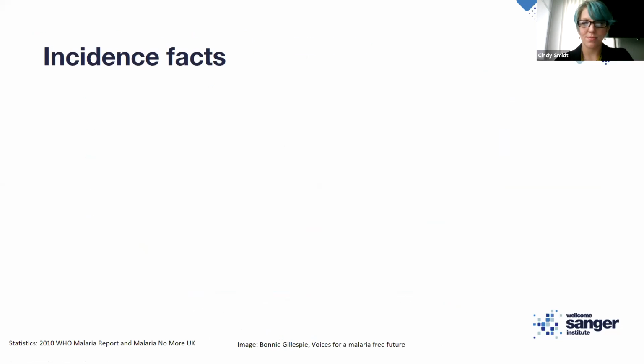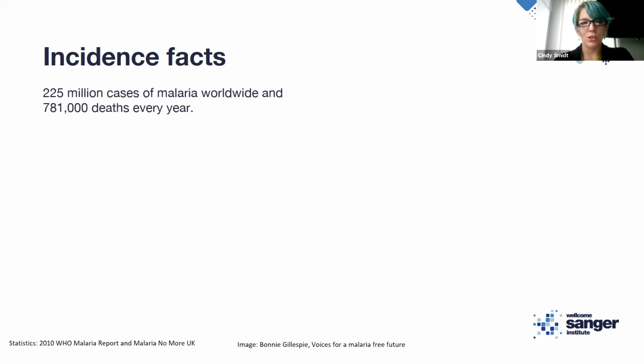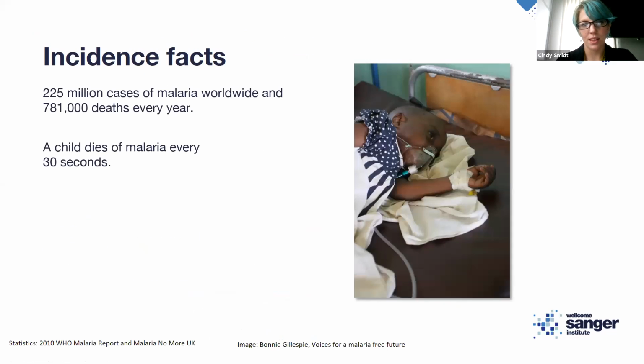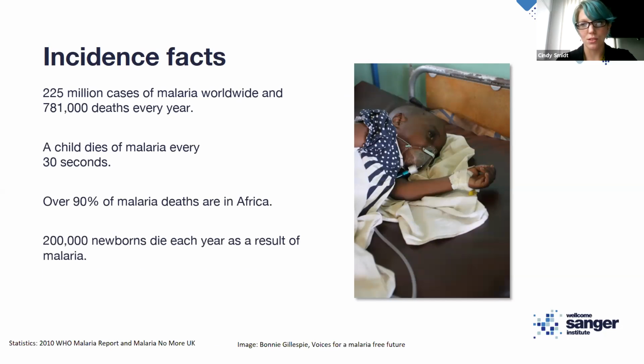So some incident facts. 225 million cases of malaria worldwide, and there are 781,000 deaths every year. A child dies of malaria every 30 seconds. Over 90% of malaria deaths are in Africa. 200,000 newborns die each year as a result of malaria.